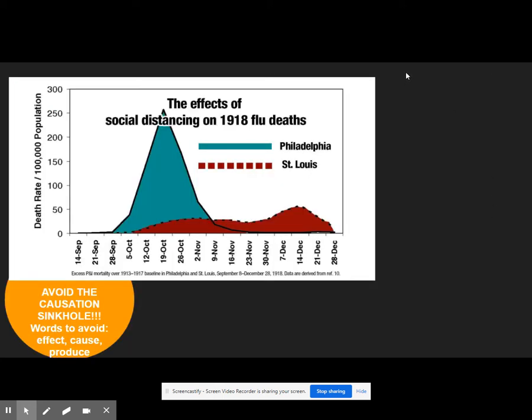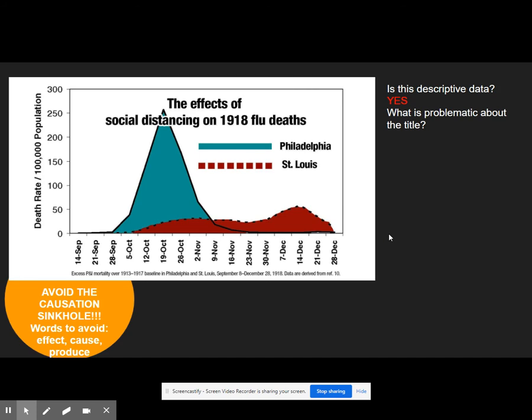That leads us to this lovely graphic. The first question is, is this descriptive data? Let's look at this chart. We've got a death rate over here. We've got dates. You've probably seen this before. We've got the words Philadelphia, St. Louis, 1918 flu deaths, and we've got social distancing and effects. So is this descriptive data? Yes. This is giving us some sort of information.